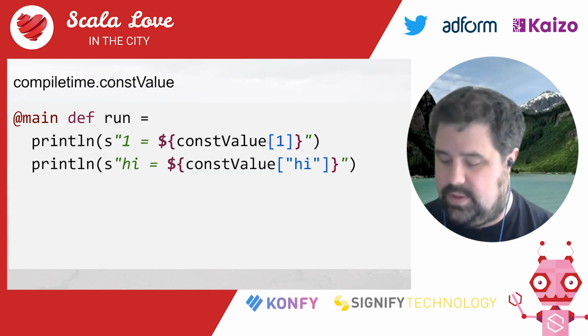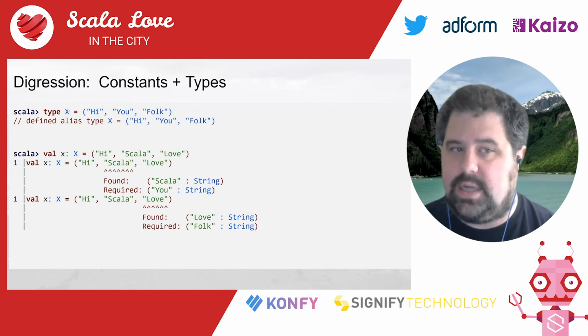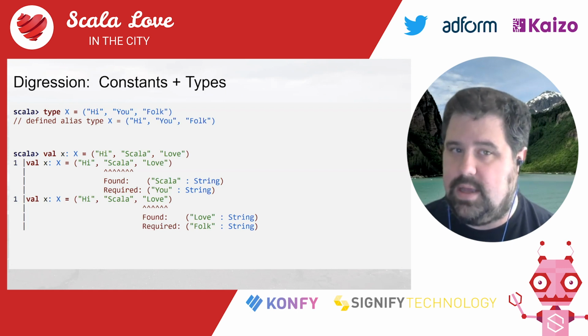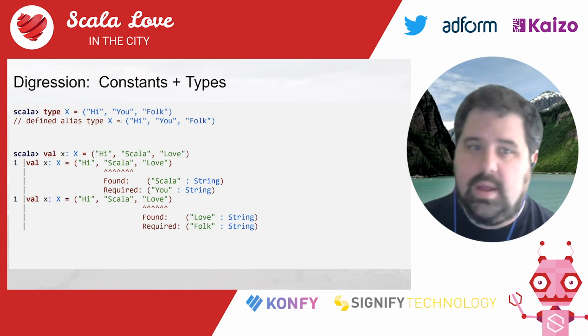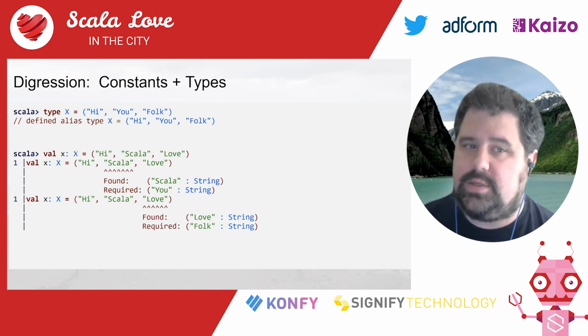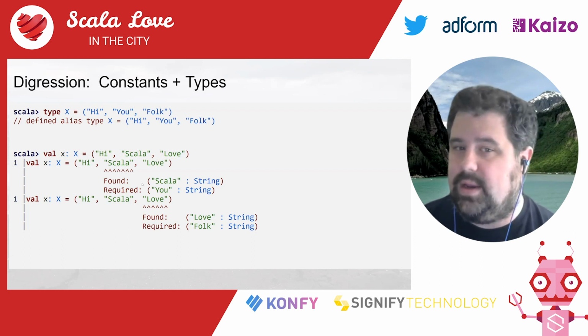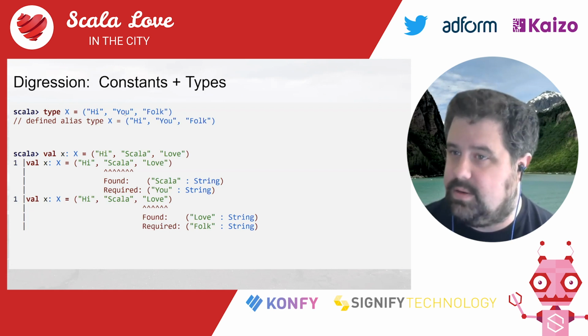If that's a little confusing, let's look at this in more detail. I can define a type X, which is exactly the tuple of the string hi, the string u, and the string folk. Okay, so that's my type. It's the tuple hi, u, folk. If I try to assign to this type hi, Scala, love, it's going to say, oh man, you gave me the string Scala, but I wanted the string u because that's what this type is here.